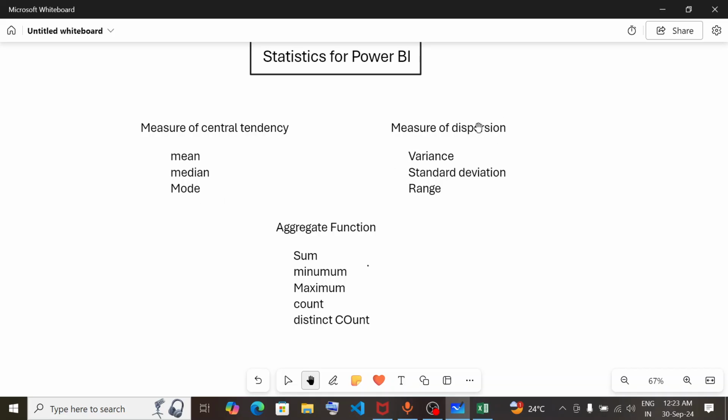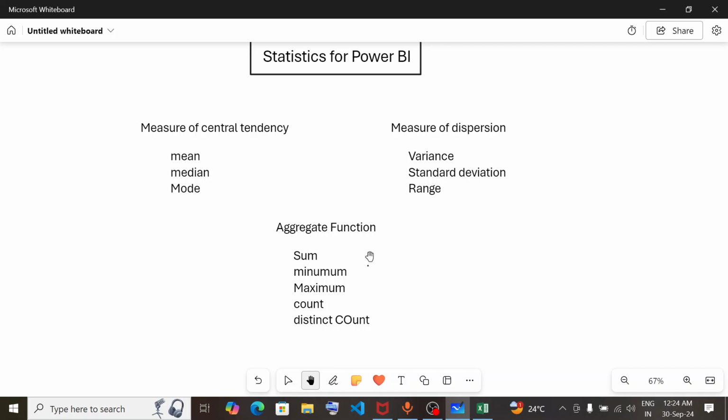Then measures of dispersion are the values which give you an idea about the spread of your data, like how your data is clustered toward the center, or the average, or how your data is spread across the total range of your data. Okay, so we'll calculate variance, standard deviation, and range in order to understand the dispersion or the spread of the data.